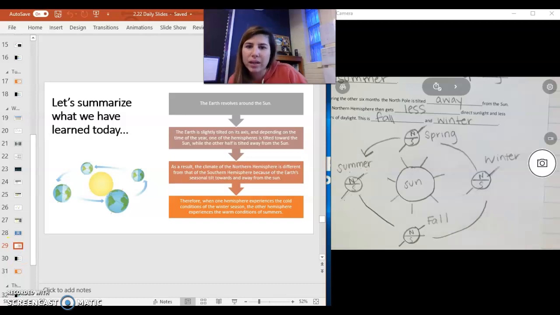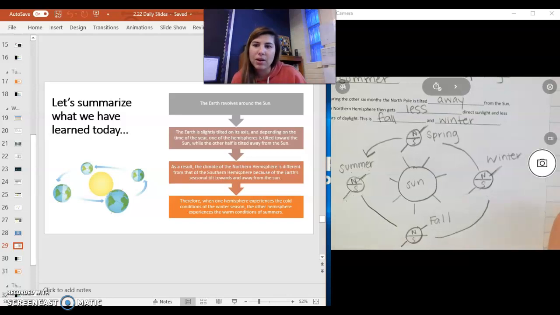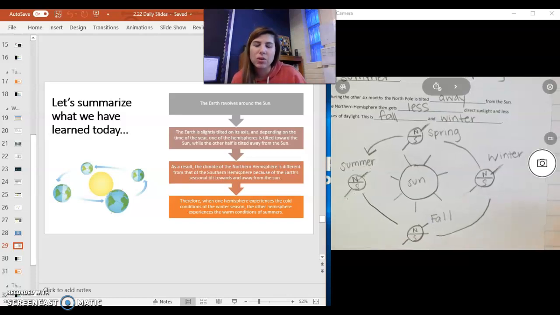So as a result, the climate of the northern hemisphere is different from that of the southern hemisphere because of the Earth's seasonal tilt towards and away from the sun. And therefore, when one hemisphere experiences one season, the other hemisphere is experiencing the opposite season. So go ahead, finish your model if you have not already, and then continue on with your assignment.